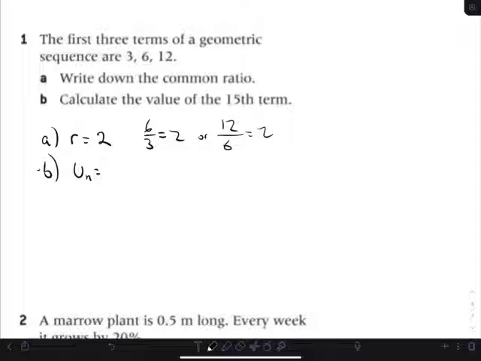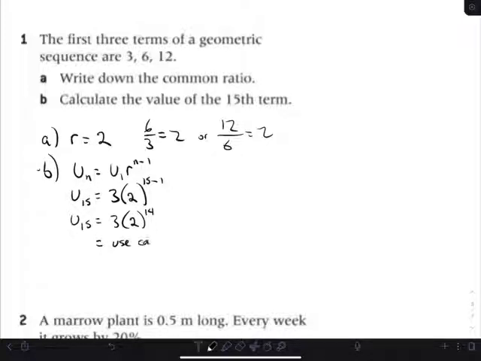B, calculate the value of the 15th term. So you start off by writing down the formula. And then you want the 15th term. So you take the first term and multiply it by r, which is, in this case, 2, raised to the power of 15 minus 1. Now at this point, I realize I do not have a calculator. So I'm just going to leave that to you to finish the job. Okay? It'll be some big number.